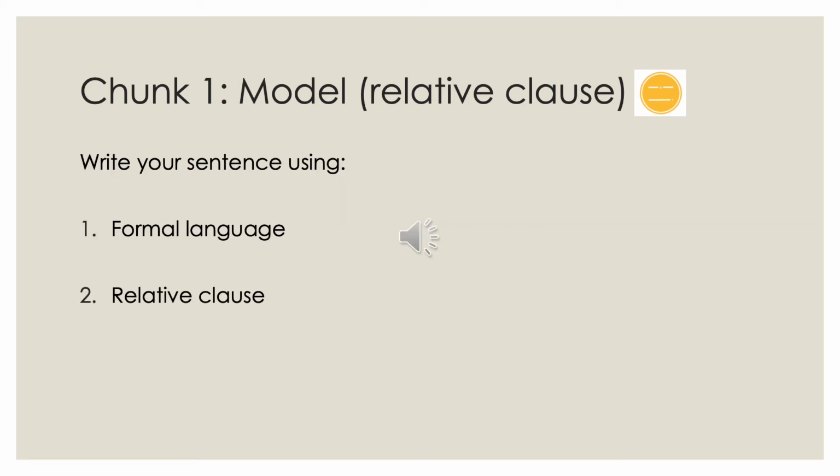So we're looking at chunk 1 and we're thinking about enabling. So we're going to enable you to write your own sentence using a relative clause. So in your first sentence you need to include formal language and you need to include a relative clause. So use my example to help you and write your own sentence.